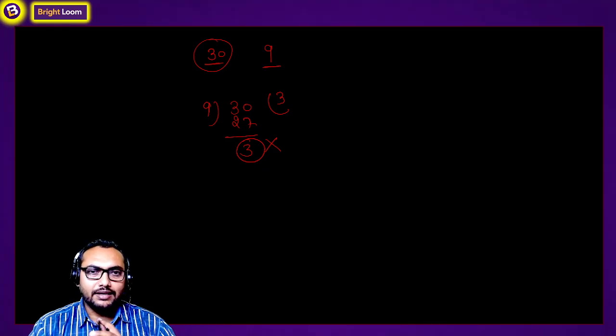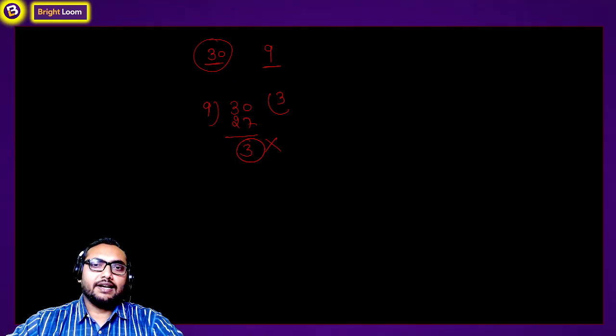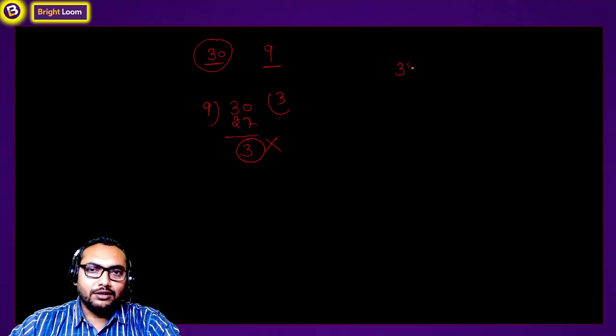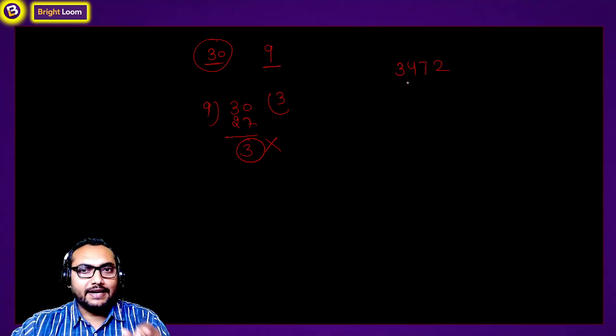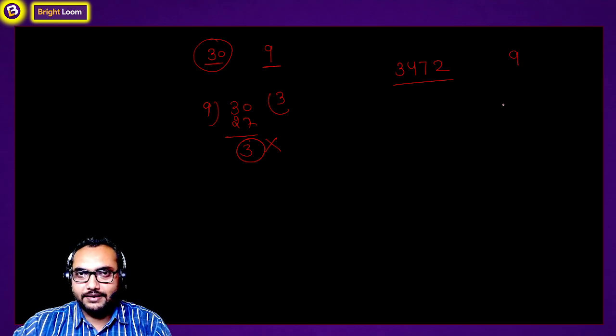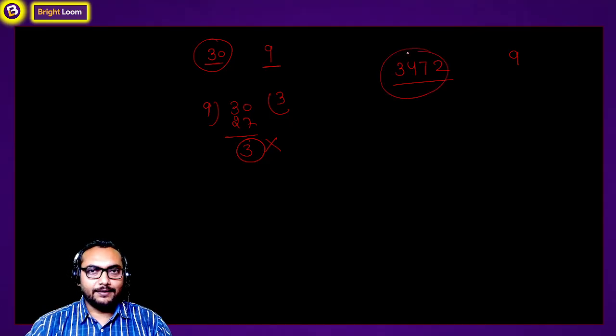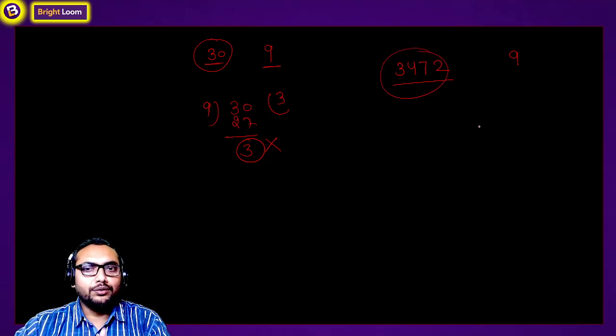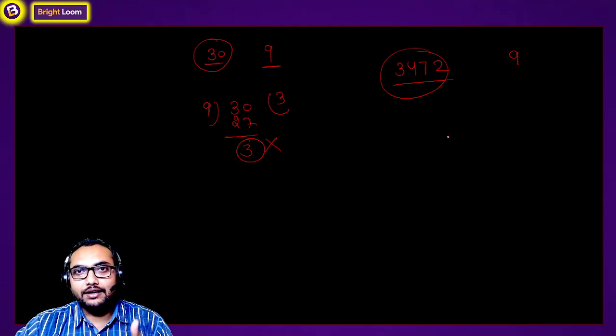How do I get to know that I can divide 30 by 9, or any other number by any other number, right? How do I get to know? Suppose I have 3,472 chocolates, and now I just want to know, can I divide these chocolates equally among 9 students? How is it possible? So basically now here we have a really big number, right? And if we use the long division method, it will take a lot of time. And if it is taking a lot of time, it is not going to work.